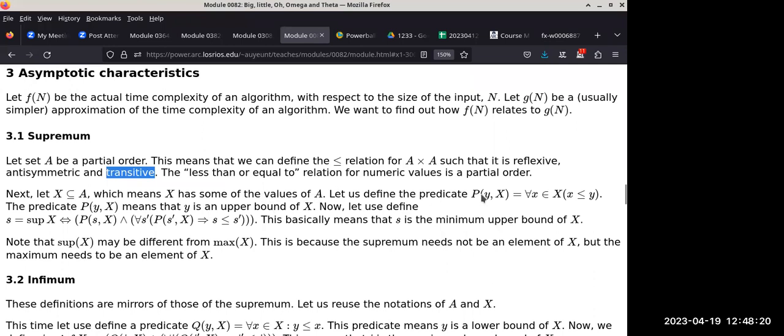We'll define the predicate P of Y, X to be this universally quantified statement. So we'll just pause here and double check and make sure that we understand what P is representing. P of Y, X means for all lowercase x in X, for all elements x in the set X, x is less than or equal to Y. Okay, what does that mean? Well, it means Y is the maximum of every element in X.